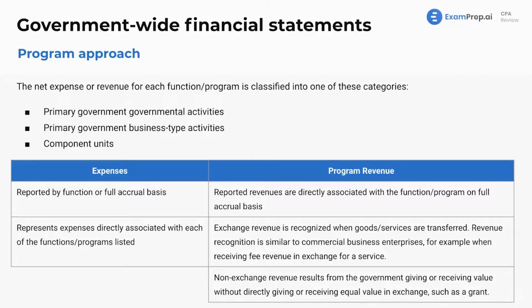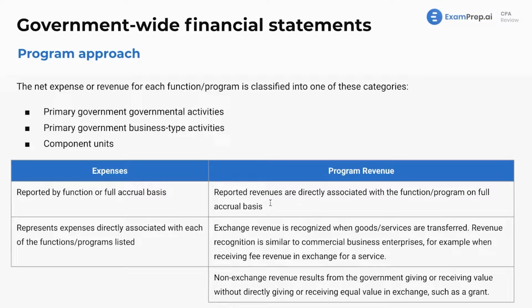Expenses, these are reported by function on a full accrual basis, and they represent expenses directly associated with each of the functions or programs listed, so broken out in that sense. For program revenue, these reported revenues are directly associated with the function or program on a full accrual basis, right?